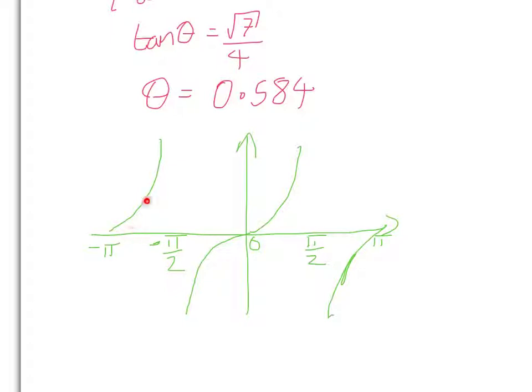So there's also going to be a solution in this region here, which will be minus pi, add on 0.584. So the final step is to do minus pi, add on the 0.584, and we'll get our second solution to the problem, which is minus 2.557. So remember to find all the solutions in a given range, and to make sure that you're using the correct measure for angles, either degrees or radians.